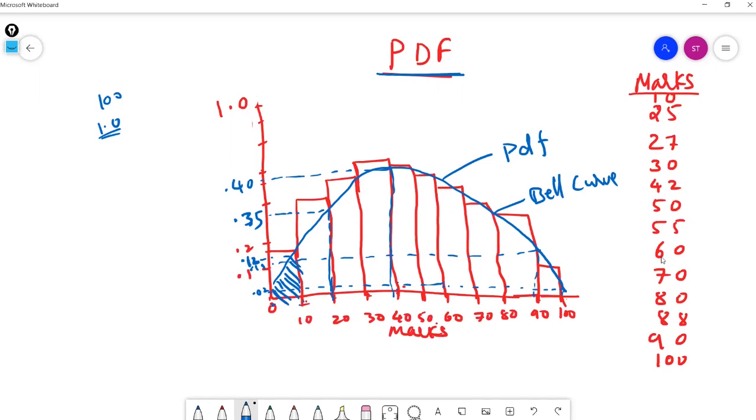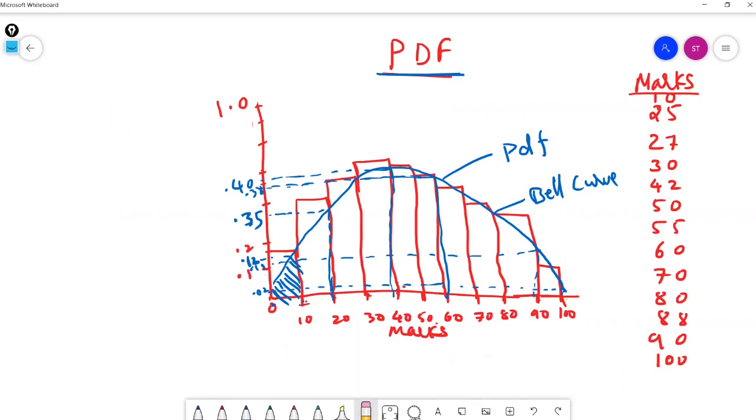So that is what the probability density function is. I will be able to tell that getting marks up to 60, the probability, or I would say the distribution of the marks up to 60, is 0.38 or something like that. So I can plot these marks and try to find the distribution of the data. That is basically the probability density function.